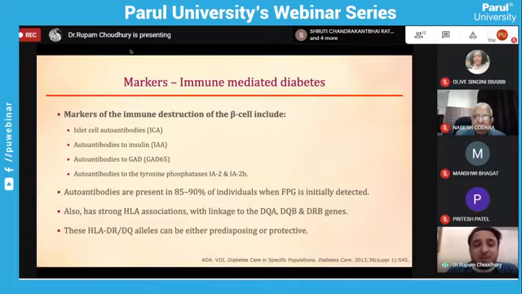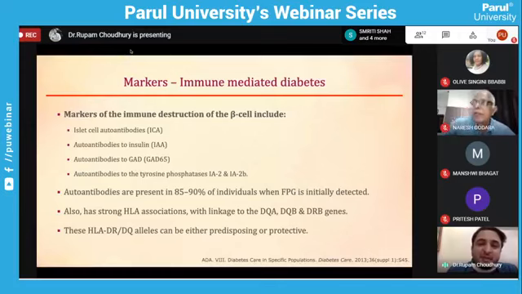So this genetic profiling of the patient can also be done for academic purposes, but in a clinical setup, doing a genetic assessment is not necessary to diagnose the patient. Again, these HLA DQ alleles can be either predisposing or protective.